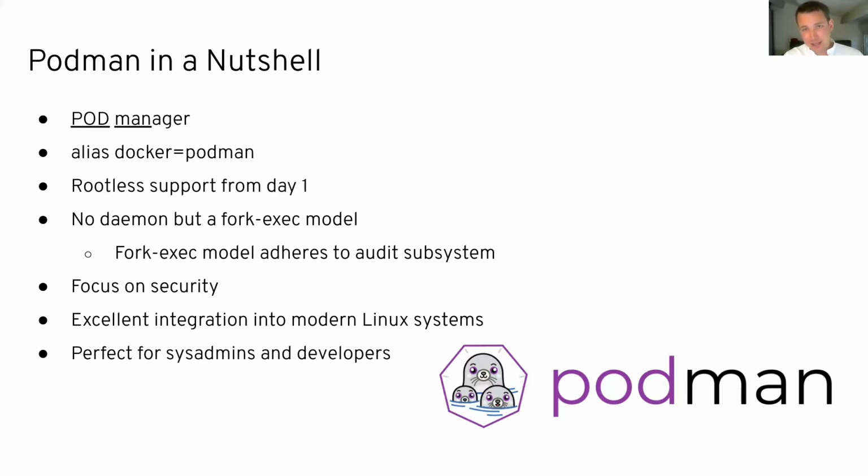Also, the architecture of Podman differs compared to the one of Docker. While Docker implements a client-server model and runs as a daemon, Podman implements a fork-exec model. There are lots of blogs and talks on that, and I don't want to speak too much on it. But there are certain advantages, because all containers are really, in Unix terms, child processes of the initial Podman process. So it integrates better and adheres to the audit subsystem in the kernel. It also integrates better in a modern Linux system.